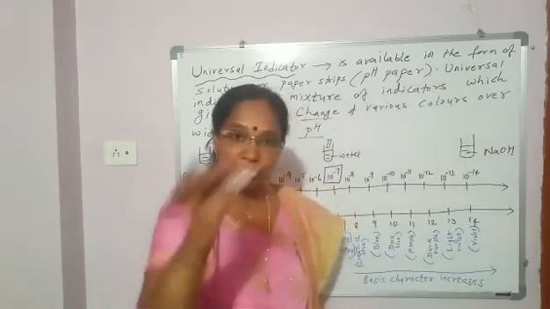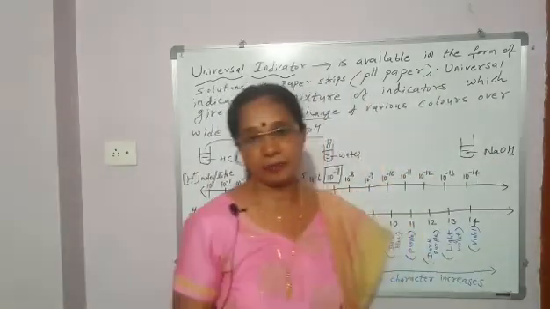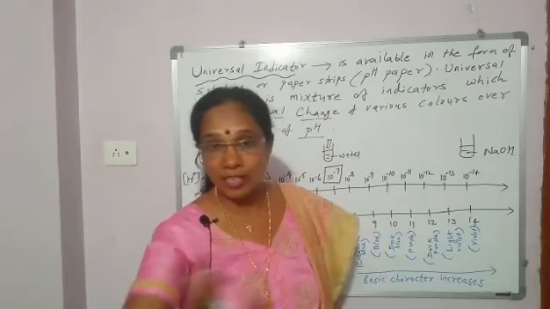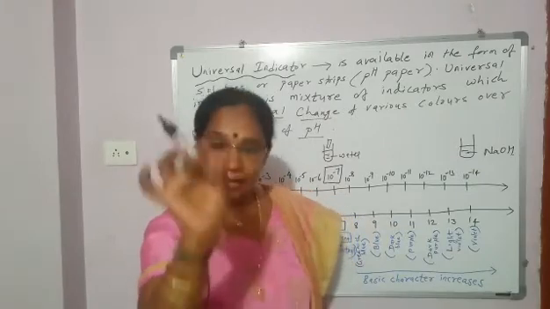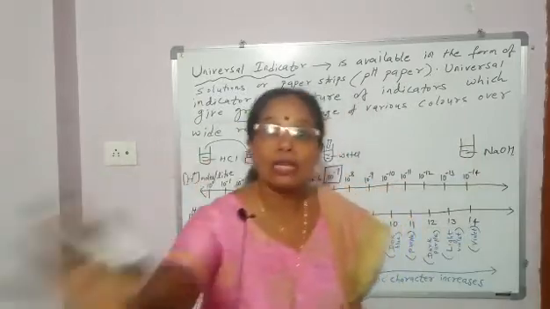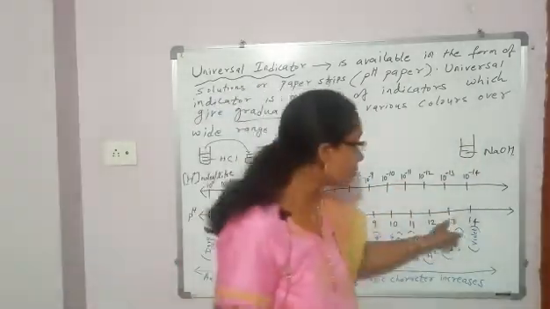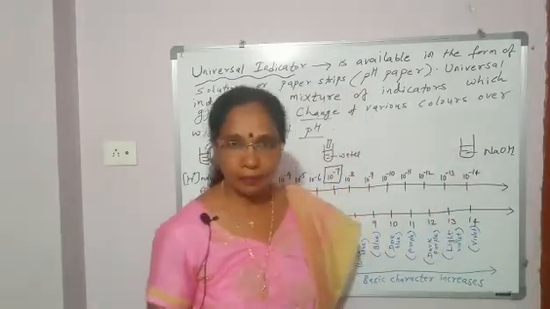okay, and with pH paper, it will show what color? Violet. So seeing the change in color with pH, you can identify the given basic solution is strongly basic and pH is 14 or 13. Okay.